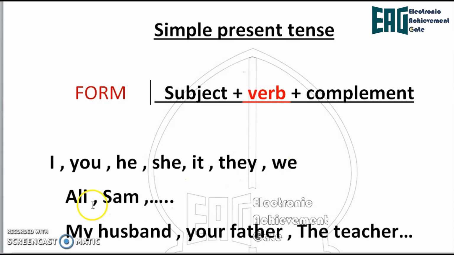Or it could be a noun like Ali, Sam, etc.